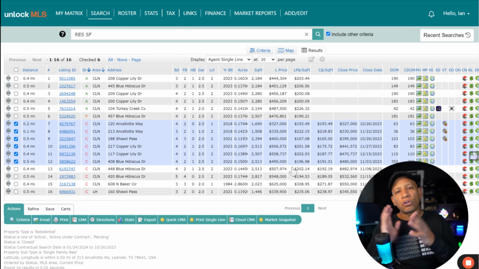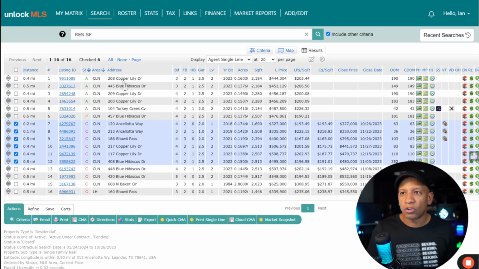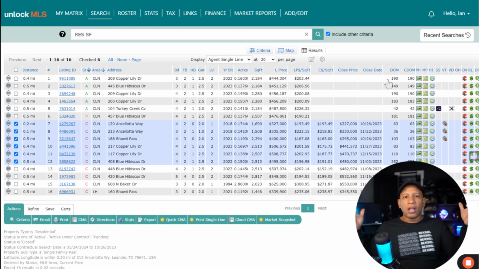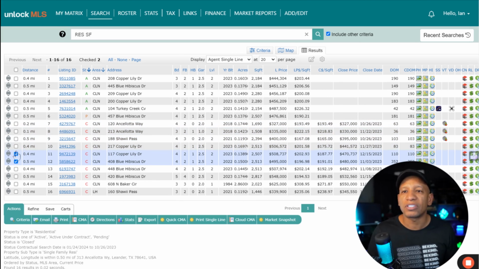Because it's not closed, you don't know what somebody's actually going to pay. You think you know. Somebody could list, so 208 Copper Lily is a great example. It's listed for $444,000. It's already been sitting there for 190 days, probably because it's a new construction. Yeah, year built 2023. But it's been sitting there for half a year. So it didn't sell at that. So you can't use that as a comp. That's why we have to go and look at what is actually closed and at what sales prices. So this is the status.